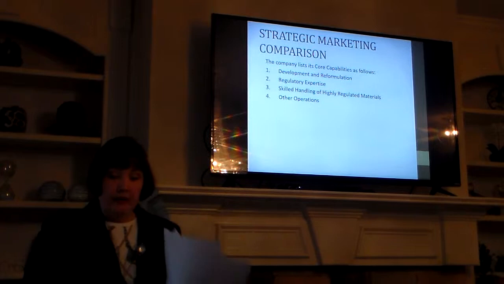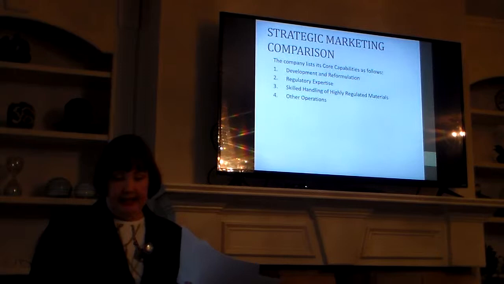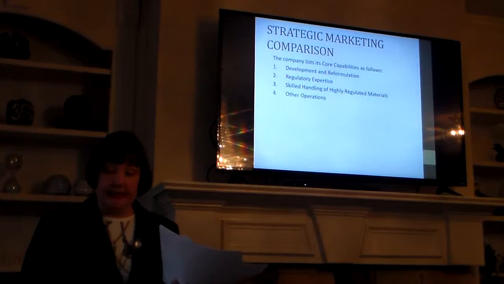First, development and reformulation. Second, regulatory expertise. Third, skilled handling in highly regulated materials. And fourth, other operations.